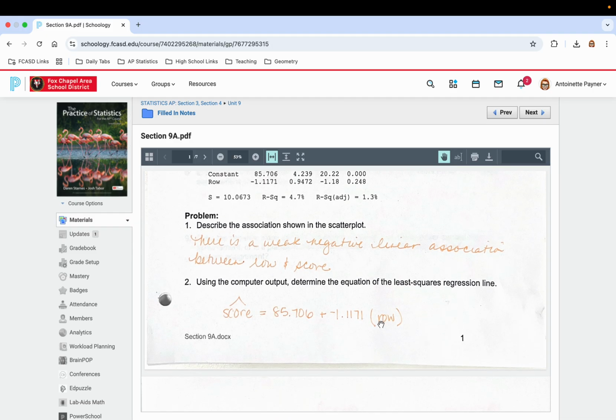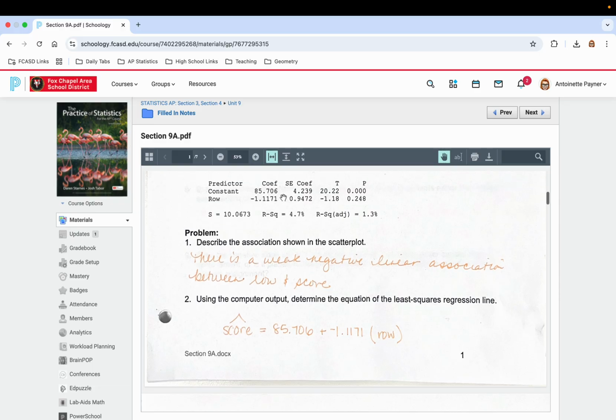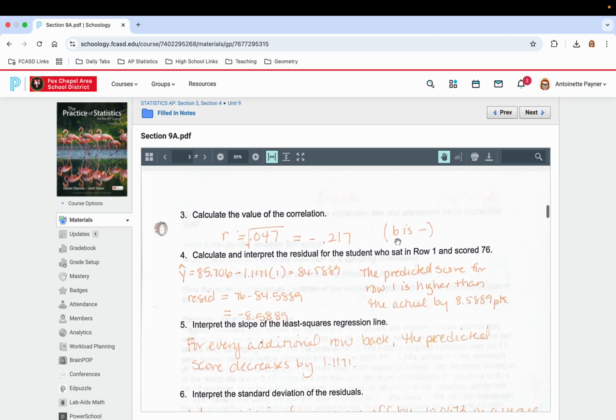Here's your equation. If you remember, this number right here is your intercept, and this number right here is your slope. We talked about the correlation. Calculate the residual. So you have to find the predicted value. The 76 is the actual. There's the residual. So the predicted score for row 1 is higher than the actual by that. You could say it the other way: the actual is lower than the predicted score by that amount.